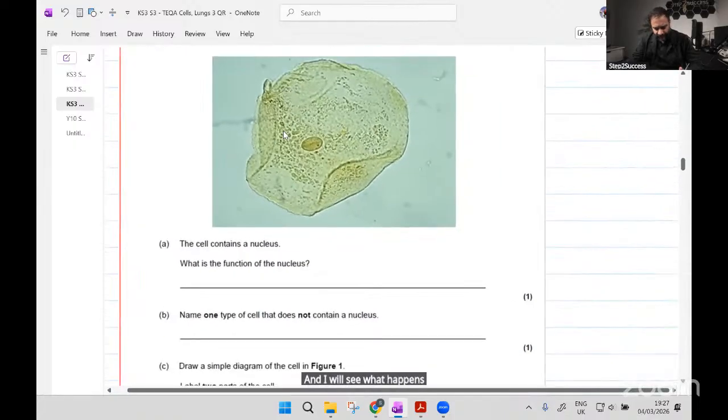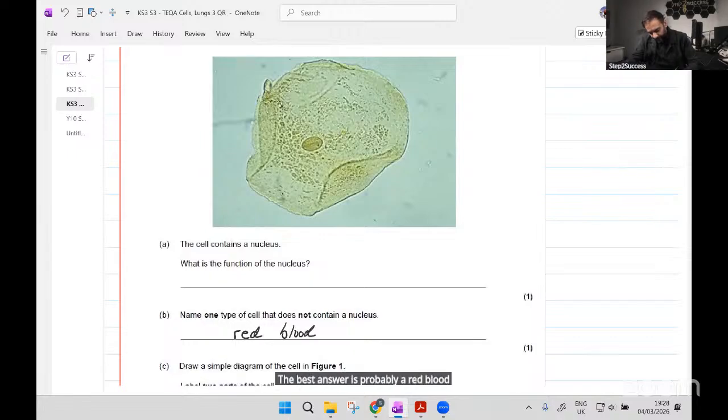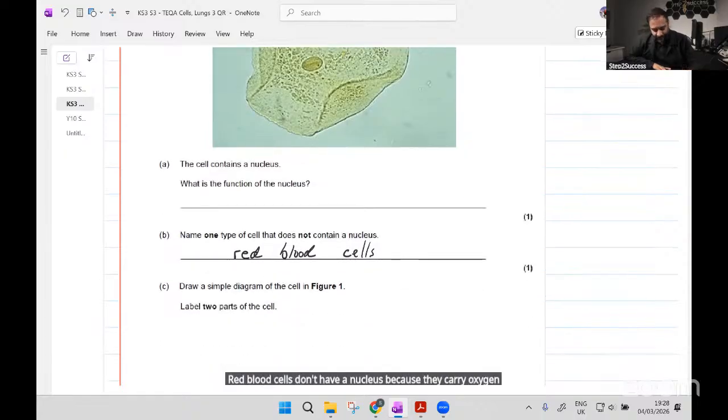What is the function of the nucleus? Okay, so that controls the cell. Name one type of cell that does not contain a nucleus. The best answer is probably a red blood cell. Red blood cells don't have a nucleus because they carry oxygen and there's more space to carry that oxygen.